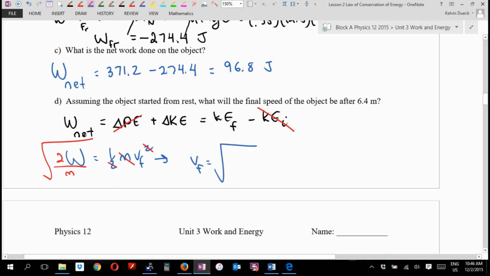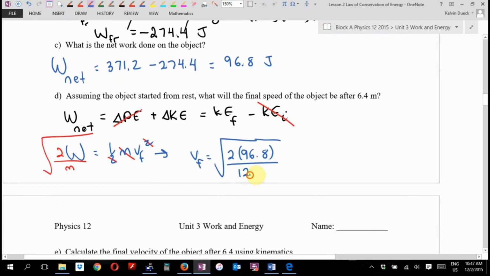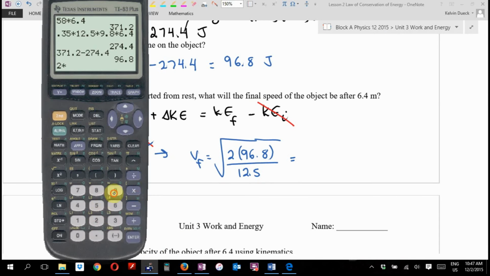Oh, sorry, the v final is going to be the square root of 2 times 96.8 divided by, did I give you the mass? Oh, I did somewhere up there. Please tell me I gave you the mass somewhere up, 12.5. Square root answer. This object is going at 3.94 meters per second.